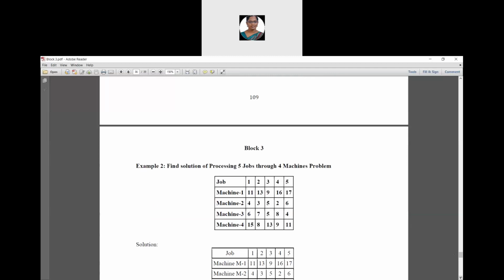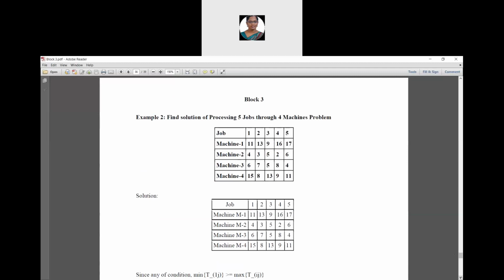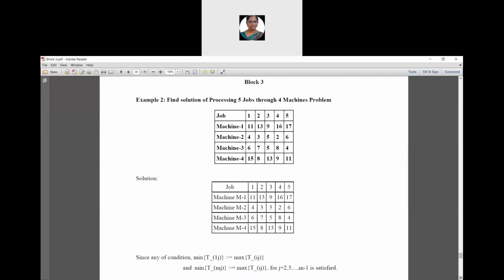Next, example number 2: find the solution of processing 5 jobs through 4 machines problem. They have given a 4 machine problem.